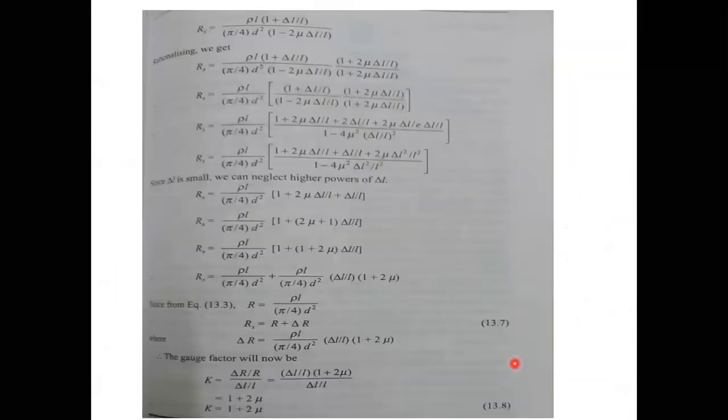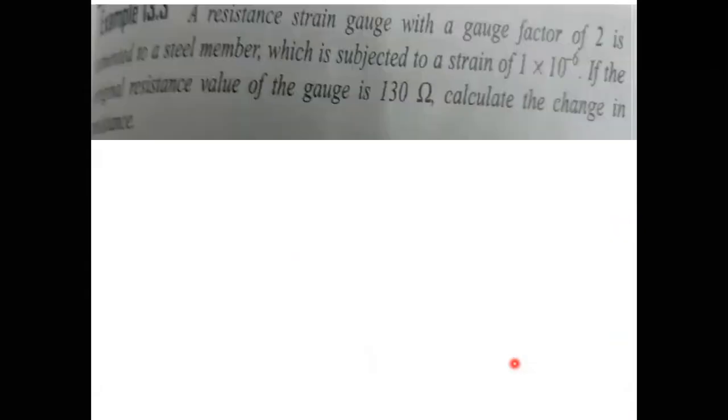And another problem is also there. A resistance strain gauge with a gauge factor of 2 is connected to a steel member which is subjected to a strain of 1 × 10⁻⁶. If the original resistance value of the gauge is 130 ohm, calculate the change in resistance. Here we need to calculate delta R. The gauge factor, strain, and resistance value are given. Calculate the change in resistance. We have to use the same formula in this problem to find delta R.